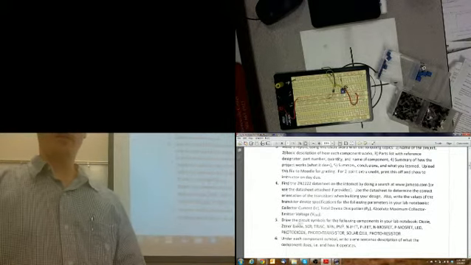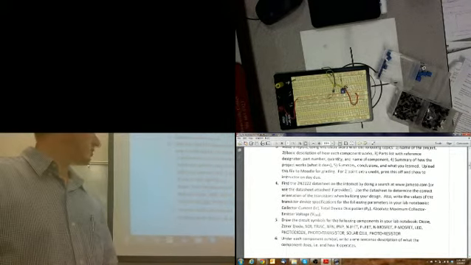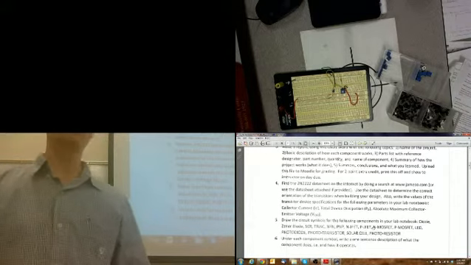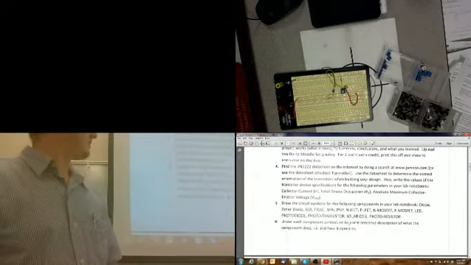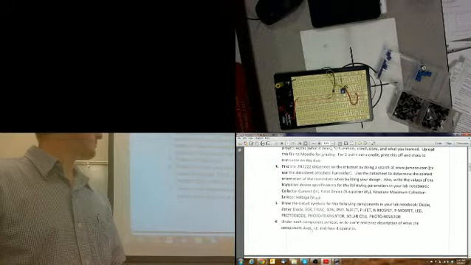So number 5 is to draw all these components in your lab notebook. You can do that at home. Don't waste time in the lab doing that because you can do that at home. And then under each component, write one sentence of basically what that component does.